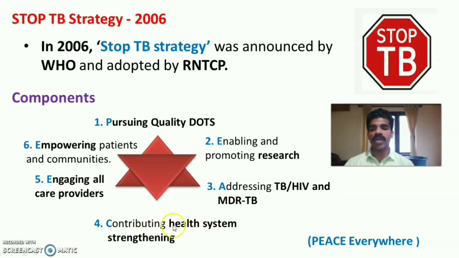So contributing or helping the health systems of the different countries in the world to develop so as to render healthcare delivery services, especially in implementing RNTCP programs. That is C. Then E stands for engaging all the healthcare providers in rendering RNTCP programs throughout the world. Then empowering or strengthening the patients and communities to receive and accept the RNTCP program with the DOTS program. So these were the 6 components of the Stop TB Strategy by WHO.